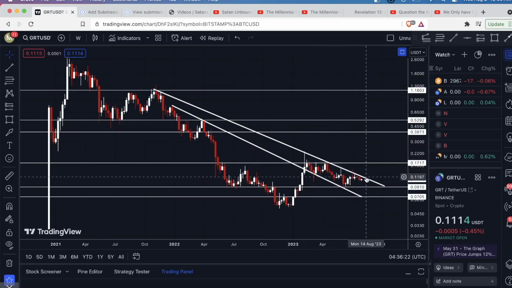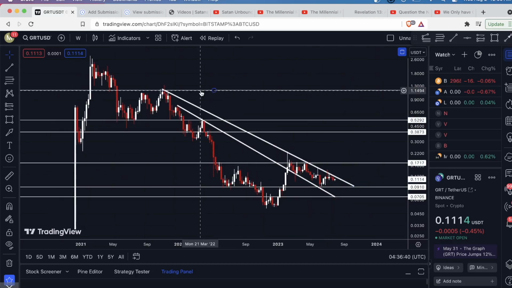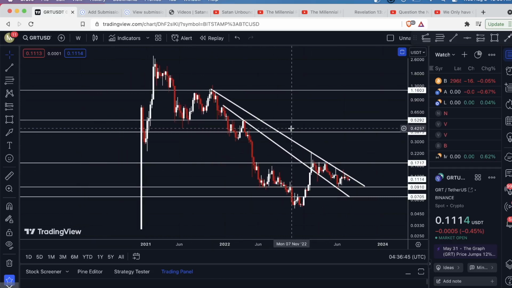So obviously, if this level breaks, the next level I would expect would be this horizontal line that I drew at around 17 cents. So from here, that would be a pretty good move, especially if you used a little bit of leverage. Okay, so yeah, these are the levels I recommend drawing on the chart.